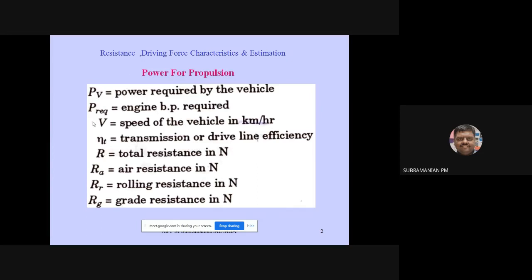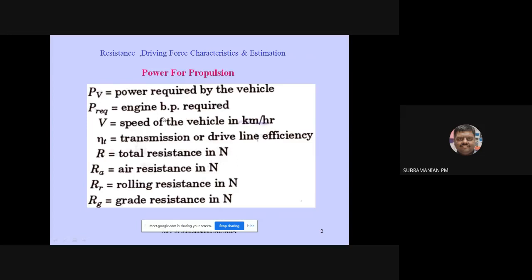And P required is engine power. That is, power available at the crankshaft. From the crankshaft, power is going to come to the road wheels. So it will be passing through clutch, transmission, gearbox, propeller shaft. Then it will be passing through the differential and it will be coming to the road wheels. So what will happen? My power required will not be the same as the power required by the vehicle. Some losses will be there. Those losses will be accounted as transmission losses. That is, from the engine, I am going to transmit this power to the road wheel. So I need transmission components. So when the power is going to pass through these transmission components, there will be losses.